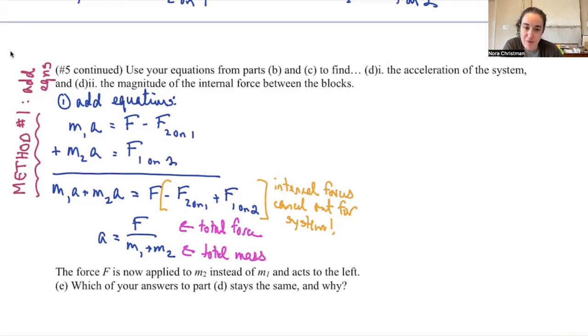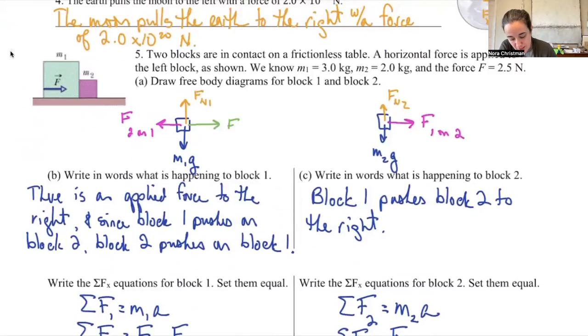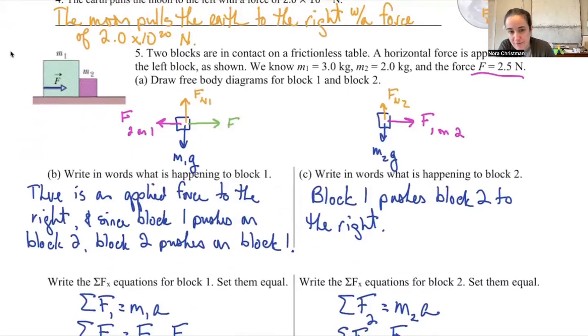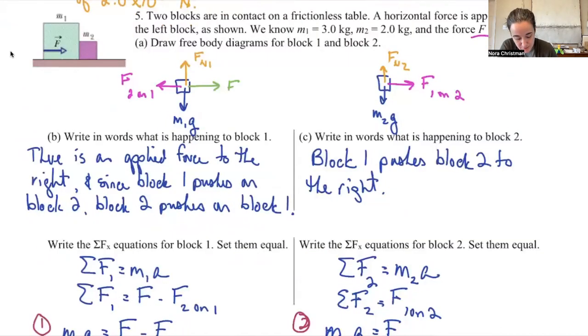So what we have here, those are arrows. They don't look like them. What we have here is the total force on the system divided by the total mass of the system. So we know those things. Those were given. The force F is 2.5 and the masses are 3 and 2.